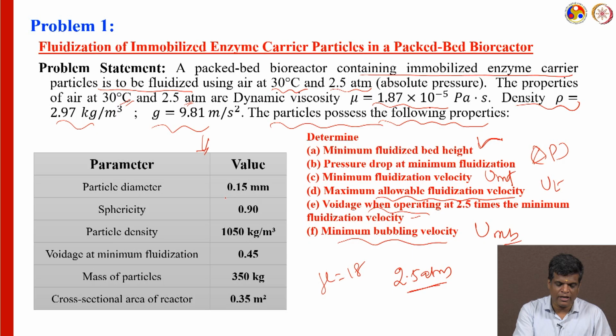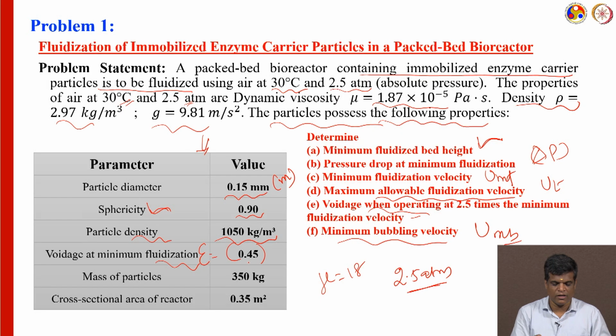So, there is a particle diameter of 0.15 millimeter, that we have to convert in terms of meter. Then the sphericity, since it is a non-uniform particle, we always write as 0.90. The problem is already given. Then there is a particle density and a gas density, many things are there. Particle density is 1050 kg per meter cube. Then the voidage at minimum fluidization is 0.45.